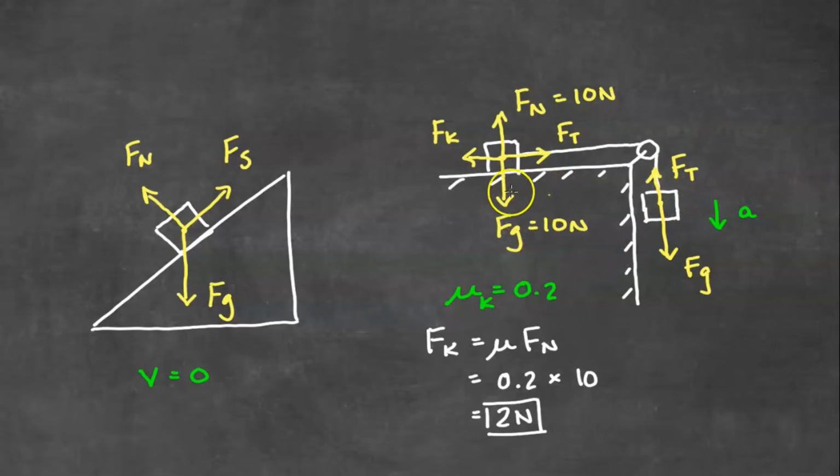Let's say that the surface between the surface and the box has a coefficient of kinetic friction of 0.2. What is the kinetic friction? Well, if we know the gravitational force is 10 newtons, let's say we're given that, then we know that the normal force also has to be 10 newtons because it's not accelerating up or down. And then we know that Fk equals mu times Fn. Mu is 0.2, Fn is 10, and we get Fk is 2 newtons.